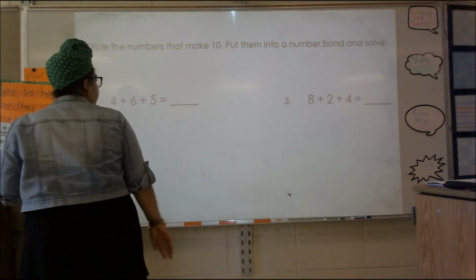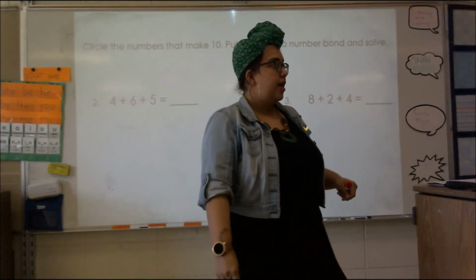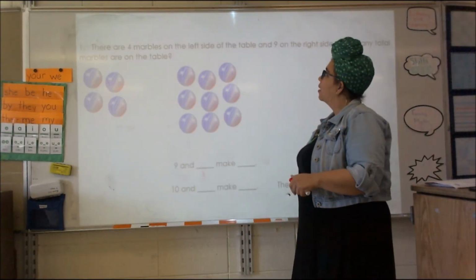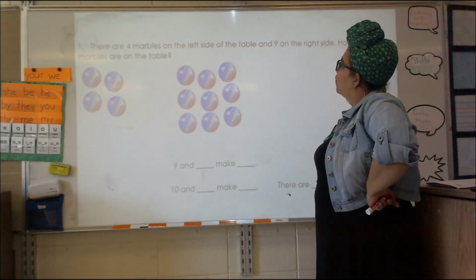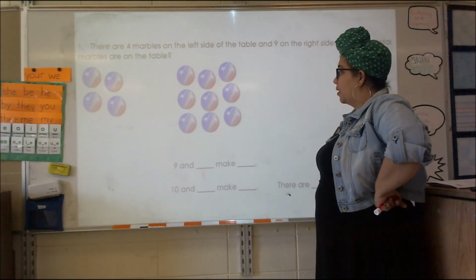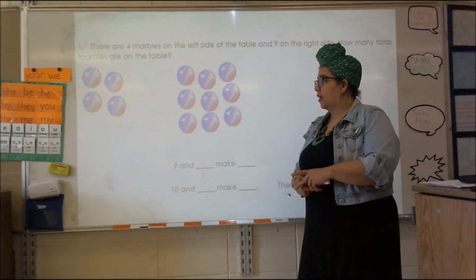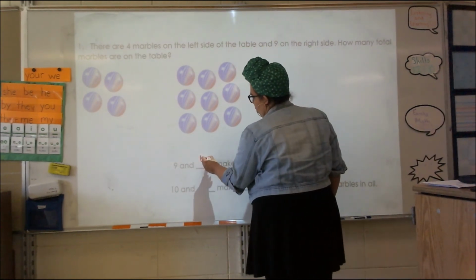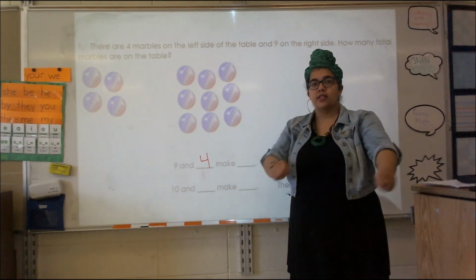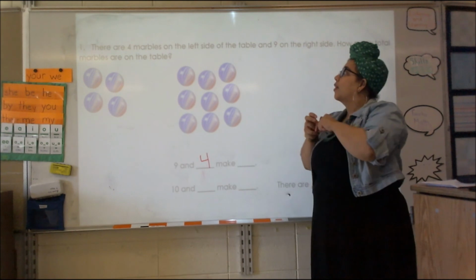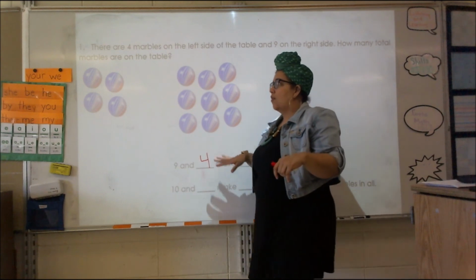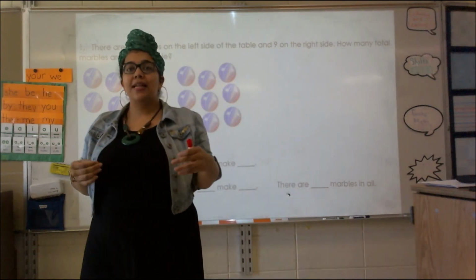Apply these skills. Remember, you can put the parts wherever you need to, as long as you add all the pieces together. All right. There are 4 marbles on the left side of the table and 9 on the right side. How many total marbles are on the table? Okay, we know that we're given 9 and 4. Well, wait a minute, that's 4 and 9. Yes, but we know we can flip-flop those parts as long as we put all the pieces together. And our directions say that we want 10 and. So if we already have 9, how many more do I need to make 10?